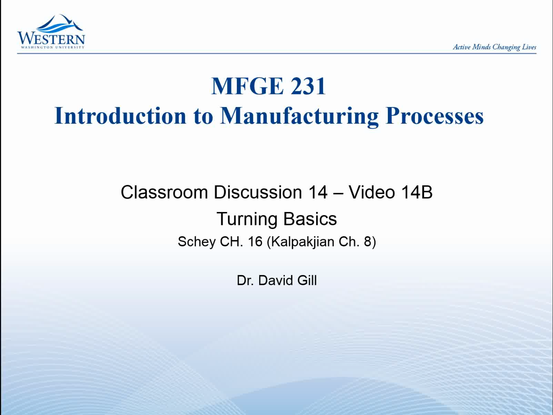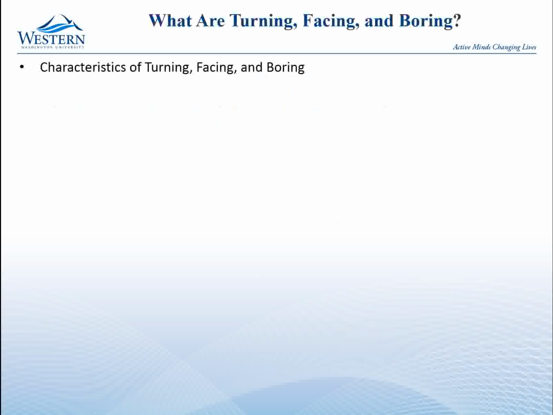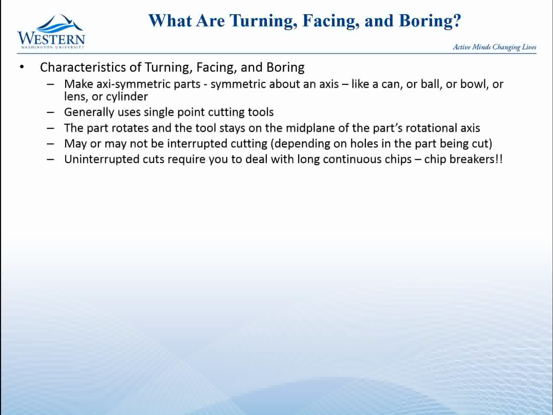We just finished the basics of milling, so turning is the second most common process. So let's talk about turning, facing, and boring. These are some of the processes that are done on the lathe. This makes axisymmetric parts. Axisymmetric means that the part is symmetric about an axis.